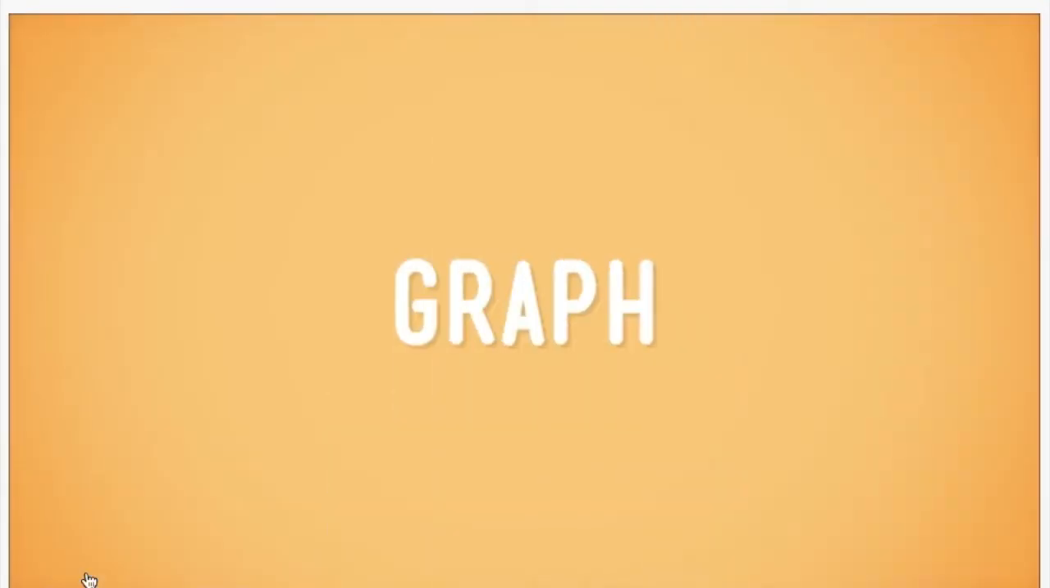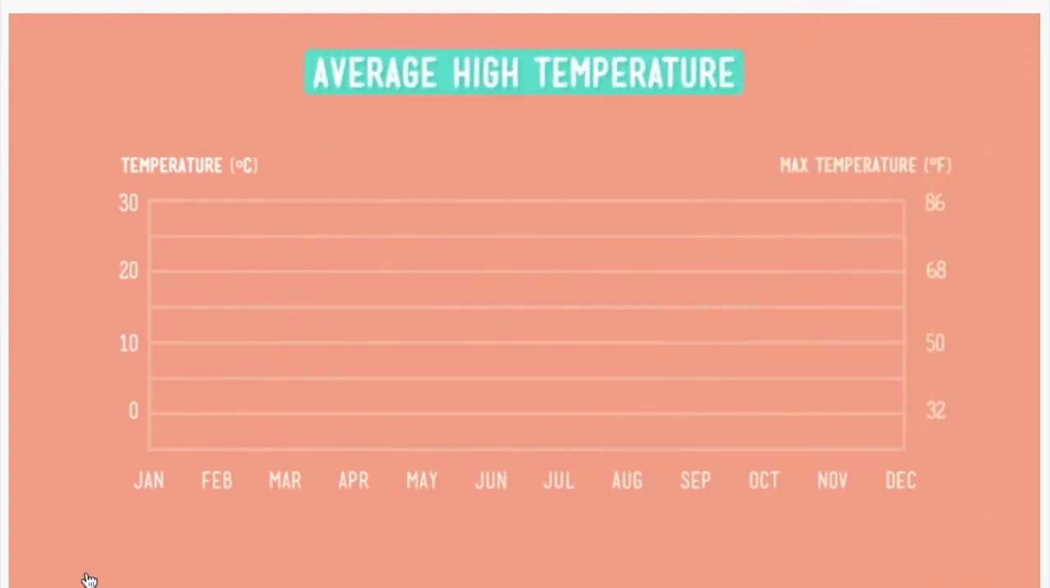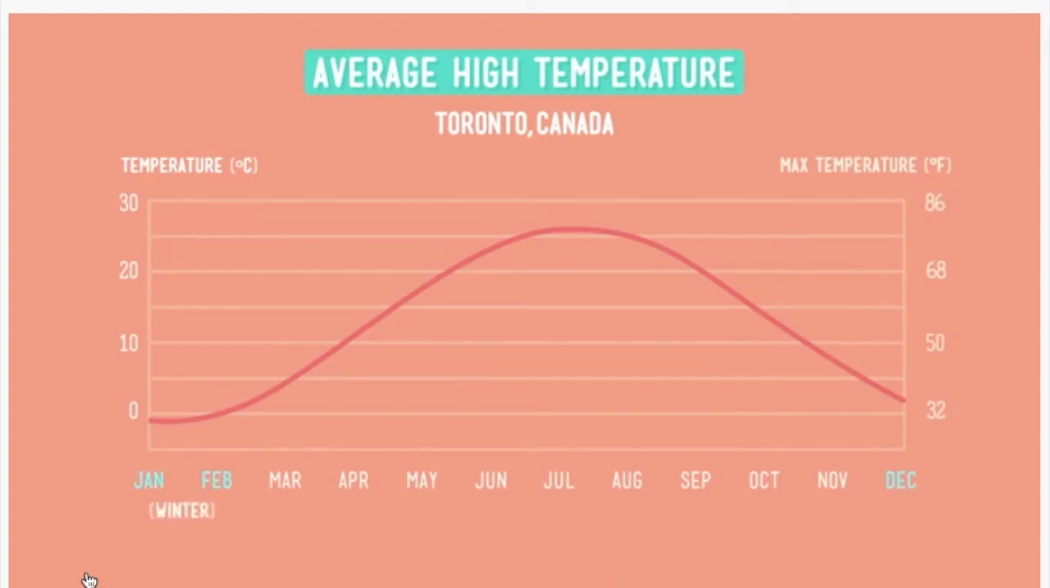An easy way to show this yearly pattern is by using a graph. This graph shows the average high temperature in each month for 1 year in Toronto, Canada, where I live. Looking at the graph, we see that during December, January, and February, when the northern hemisphere is getting very little direct sunlight, temperatures are low.